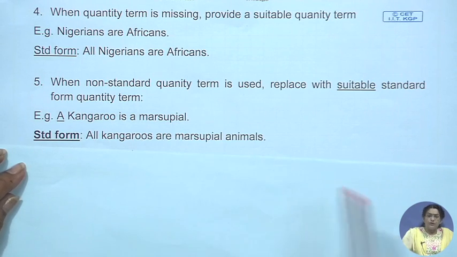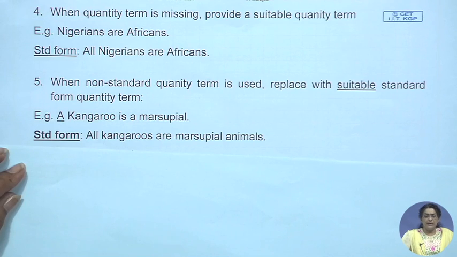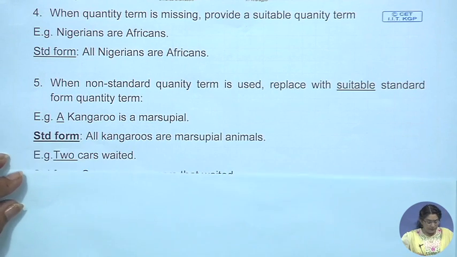Once more, the marsupial in itself, you can leave it like that. Marsupial can also be treated as a class. So, "all kangaroos are marsupials" is equally acceptable in this case, or you can further explain it as marsupial animals. Okay? But this is where we saved the proposition and got it into our categorical logical form.